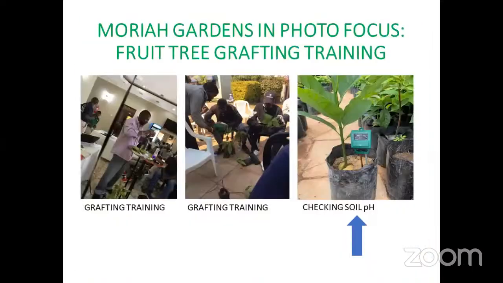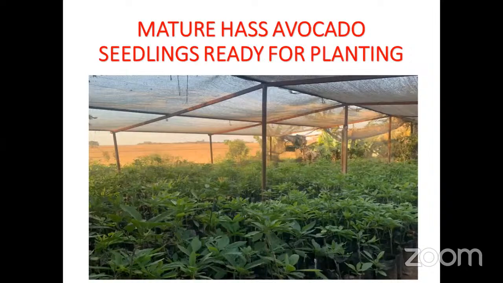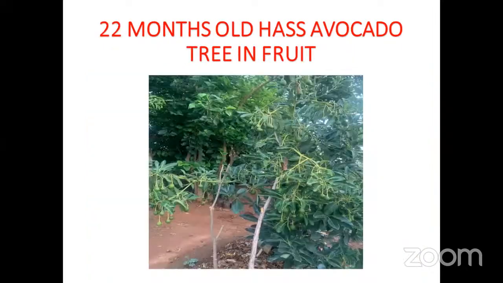Some pictures for training for people, grafting. I'm looking forward to the grafting training from Engineer Kanoa, and also testing of the pH. So the nursery there, Mora Gardens. And one tree that we planted directly in the ground and grafted performed very well at 22 months with fruit.